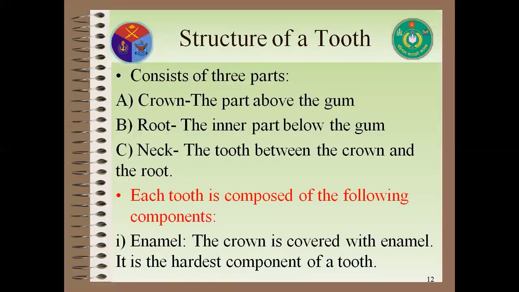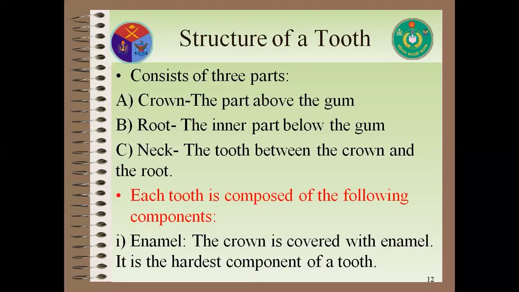Structure of a tooth. A typical tooth consists of 3 parts: crown, root, and neck. The visible part above the gum is called the crown. It is made of a white and shining component called enamel. The root is the interior part of the tooth which is not visible and is inside the gum. The neck is between the crown and root of the tooth.